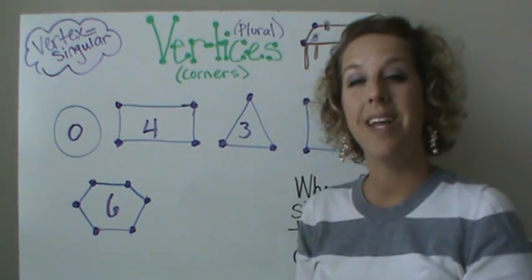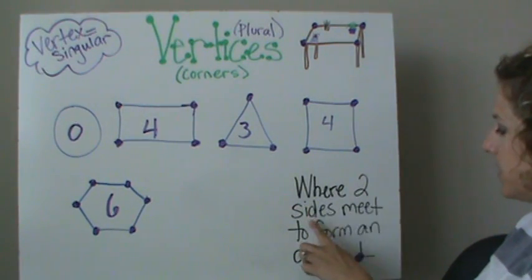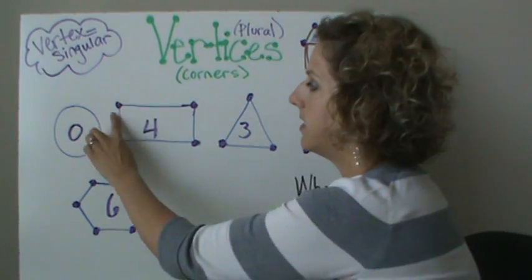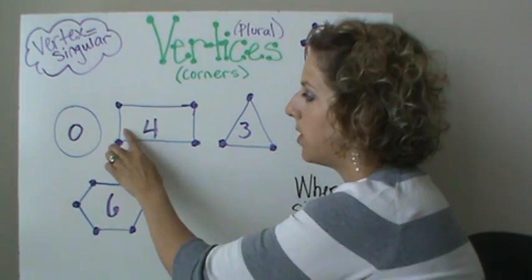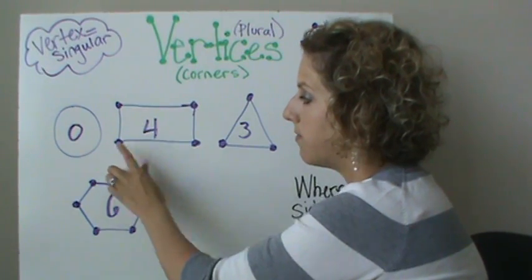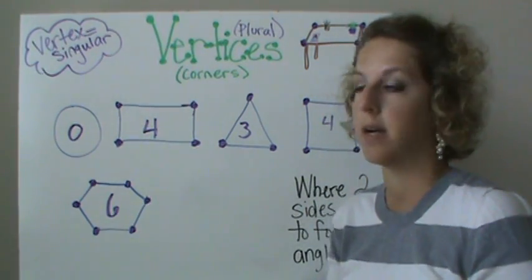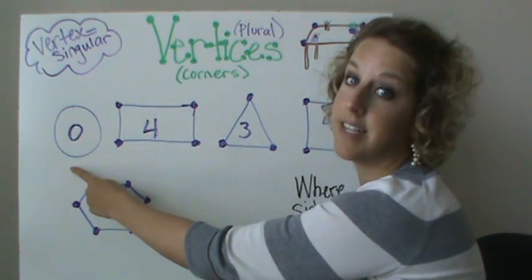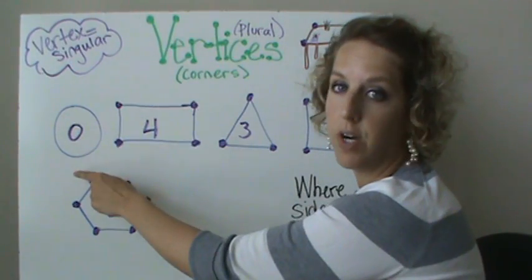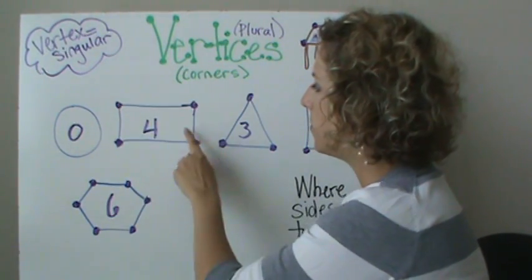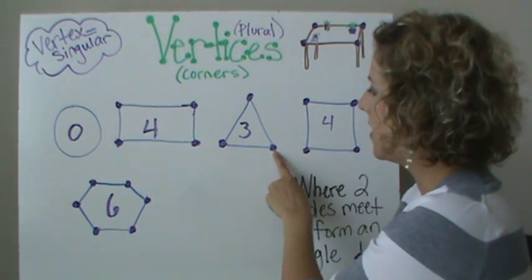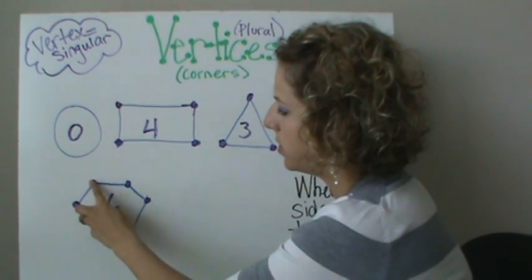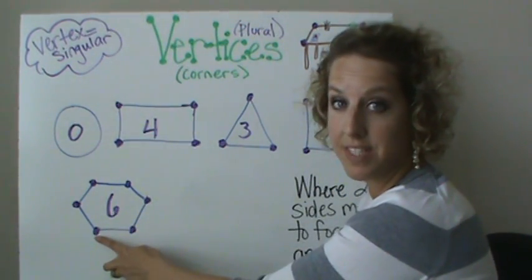Now if we look to see what is a vertex, it's where 2 sides meet to form an angle. So I know that this is a side, this is a side. I remember here's a square angle, so the vertex is right on the corner. So going to the circle, this has 0 sides, 0 angles, so it must have 0 vertices. This one has 1, 2, 3, 4 vertices. This has 3, 4. This one has 1, 2, 3, 4, 5, 6 vertices.